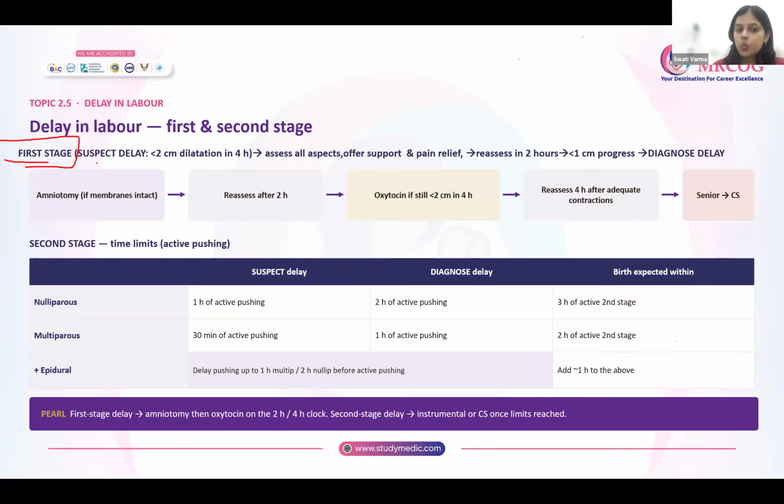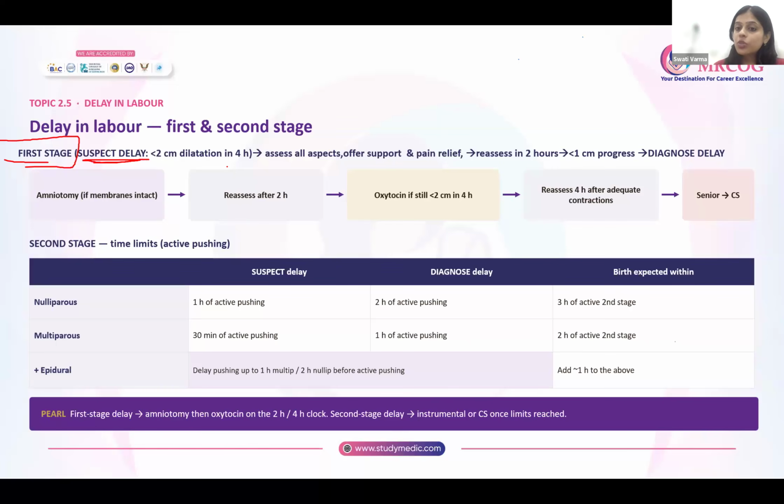Now, it is recommended that you carry out vaginal examination every 4 hours. Suppose you find less than 2 centimeter dilatation in 4 hours, means earlier she was 5 centimeter, now in 4 hours you expect her at least to be 7 centimeter or more, means you expect a dilatation of 2 centimeter or more. If it is not so, that is she has dilated less than 2 centimeter in 4 hours, this is the time when you will call suspect delay.